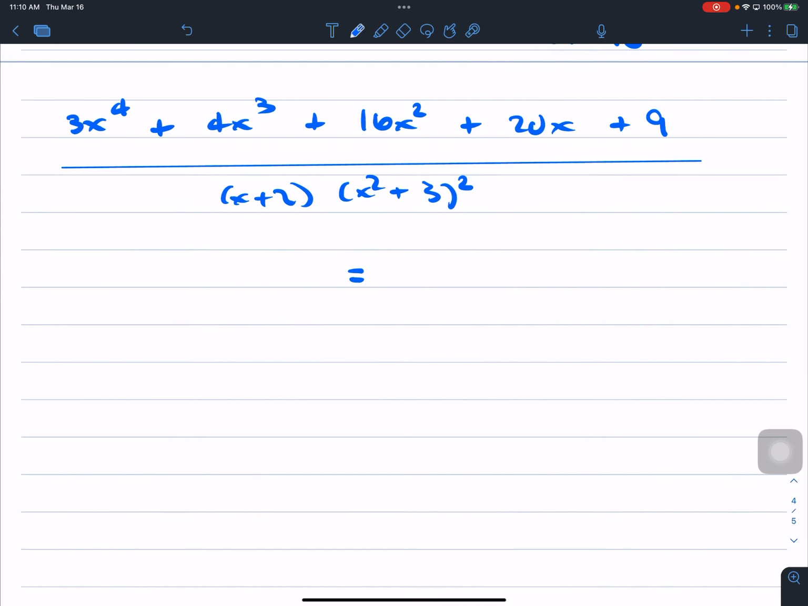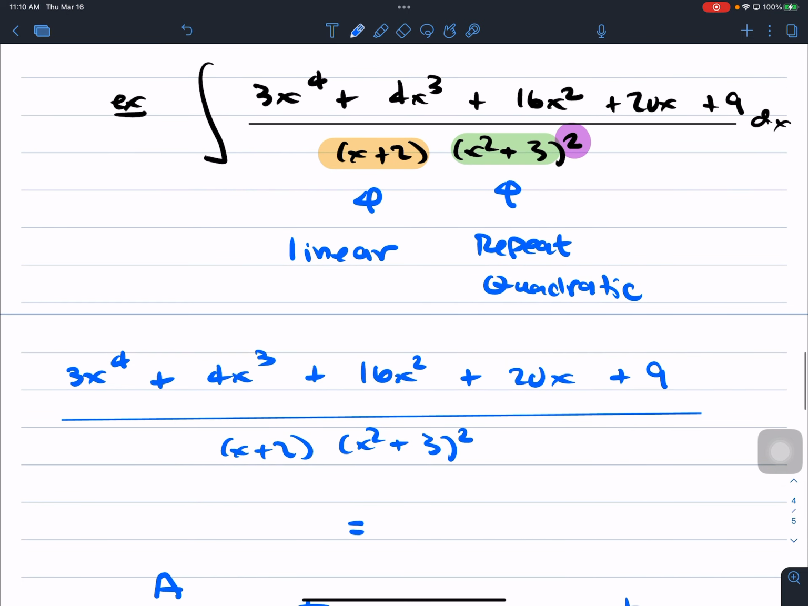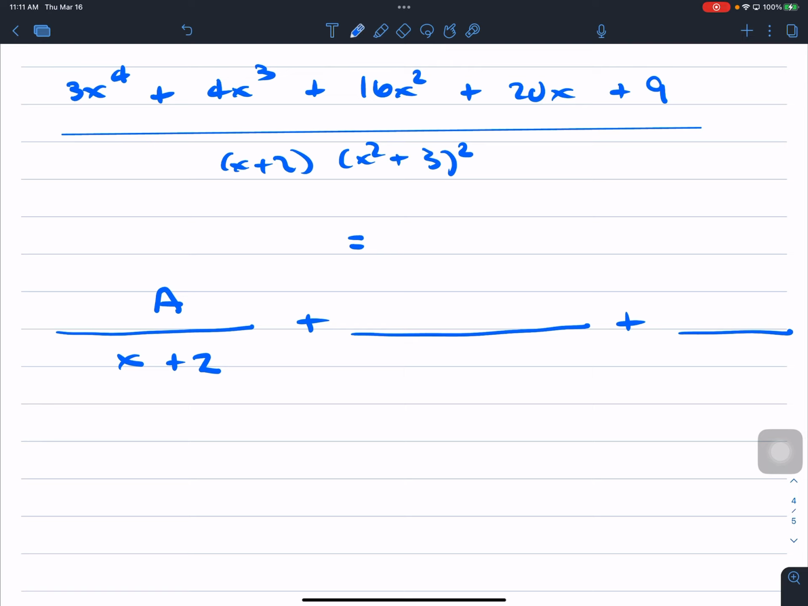This equals what? What does it equal? You deal with a linear term. Is that true? And then that's an A. You guys with me on that one? So I think this is your first repeat quadratic. Is that true? So I'm going to emphasize, this is your first repeat quadratic. So then how do we repeat this quadratic? x squared plus 3 to the first power, and then x squared plus 3 to the second power.